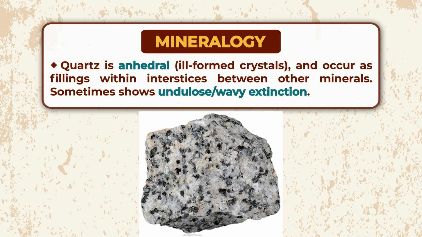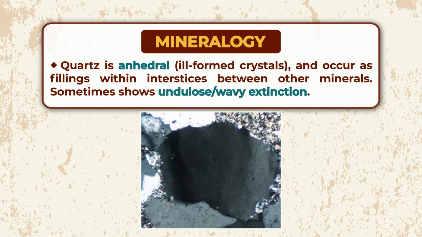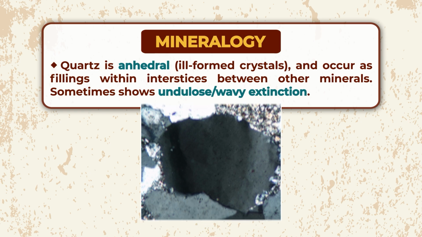Quartz is usually anhedral in these rocks. That means they are not well formed and occur as fillings within the interstices between other minerals. Sometimes quartz shows undulose or wavy extinction. Extinction is a property which we observe under cross-polarized light, and on rotation of the microscope stage, there are four positions in which a rock has to be extinct. And in this case, the quartz is known to show undulose extinction.